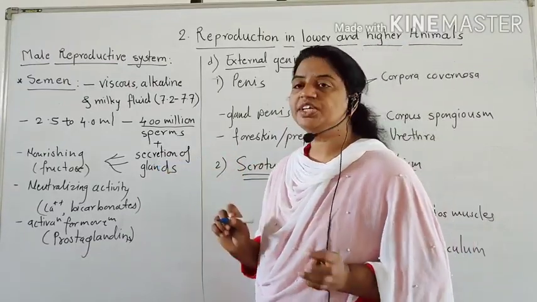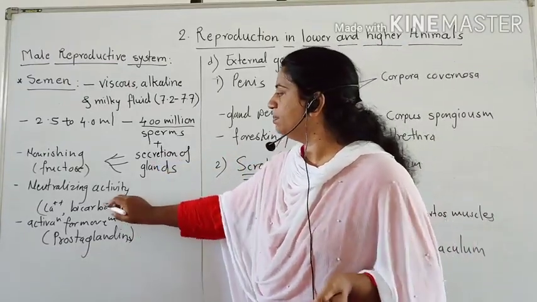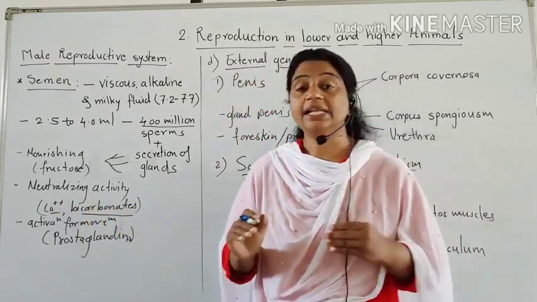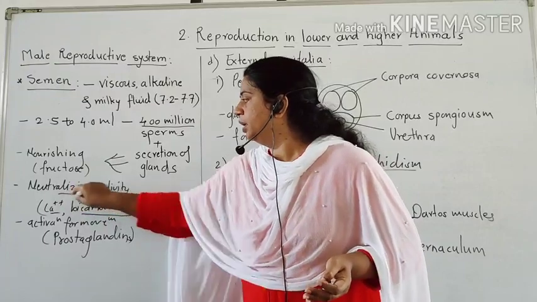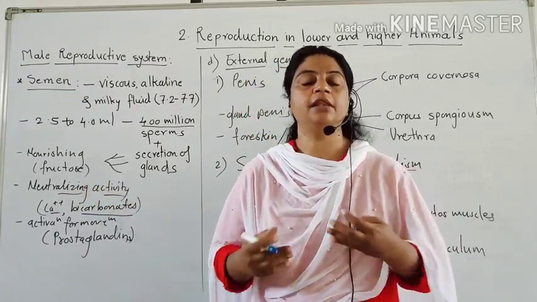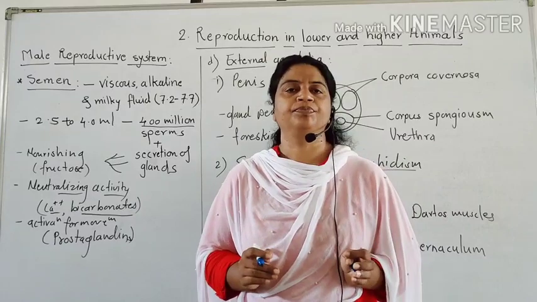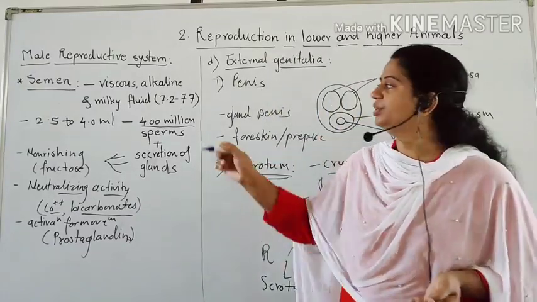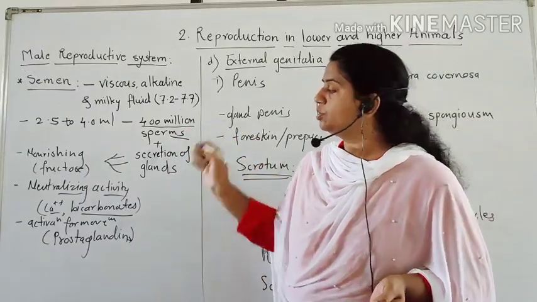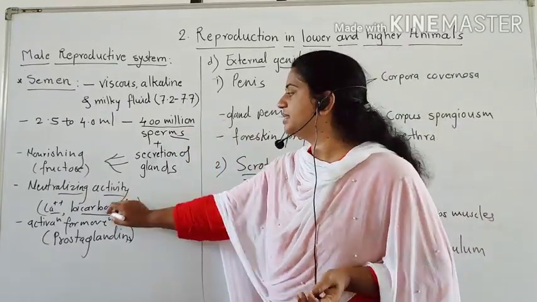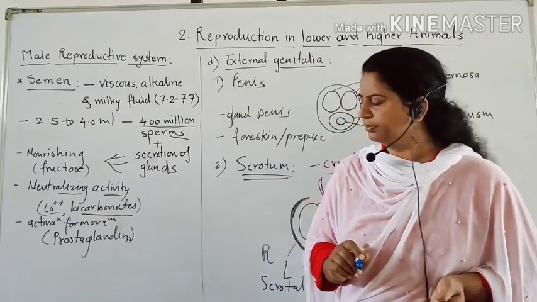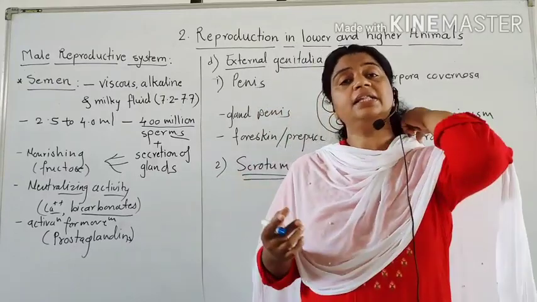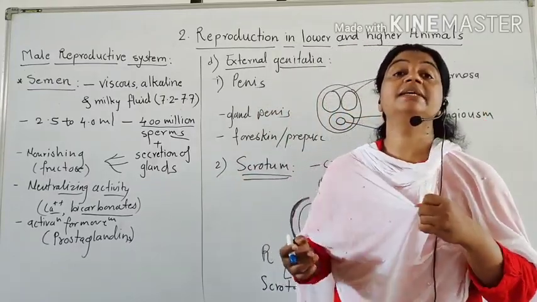The secretion of the prostate gland has two components, calcium and bicarbonate. This calcium and bicarbonate help in neutralizing activity. In the vagina there is an acidic condition in which sperms can be killed, so this acidic condition is neutralized by the calcium and bicarbonate, which are secreted by which gland? The prostate gland.